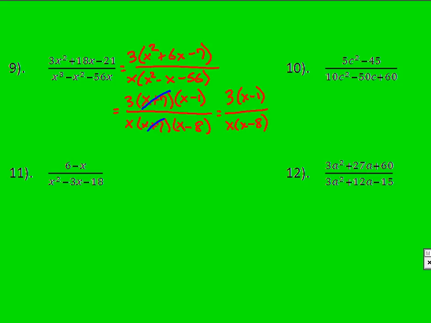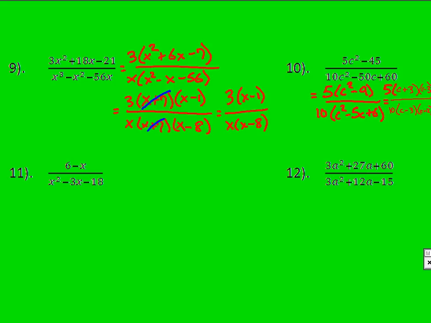In number 10 here, on the top, you're going to factor out a 5, leaving you with c squared minus 9. On the bottom, I'll factor out a 10, leaving me with c squared minus 5c plus 6. I can factor both of those even more. On the top, c squared minus 9 can become c plus 3, c minus 3. On the bottom, with the 10 here, factors of 6 adding to 5 are going to be 3 and 2. My signs now, bigger number gets the negative in front, negative times negative gives you positive.